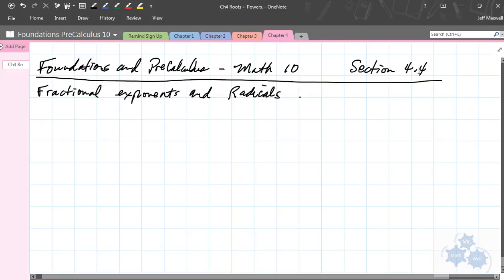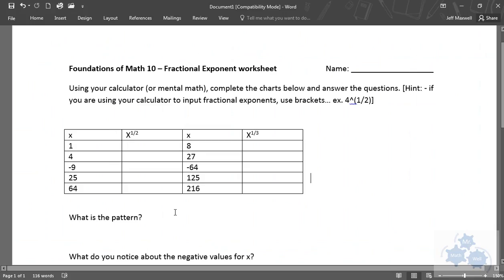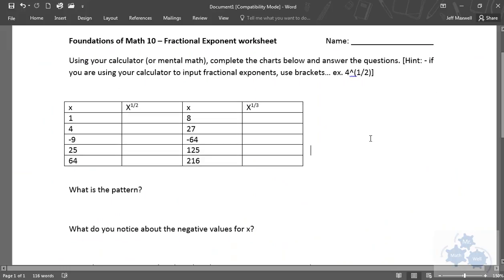All right, this section 4.4 in your Foundations of Pre-Calculus Math 10 textbook on page 222 is talking about fractional exponents and radicals. Sorry for my handwriting there. But I did show you this sheet right here that I have handed out to you, and I've asked you over the last few minutes to start working on this. And so we're going to go over this here right now.